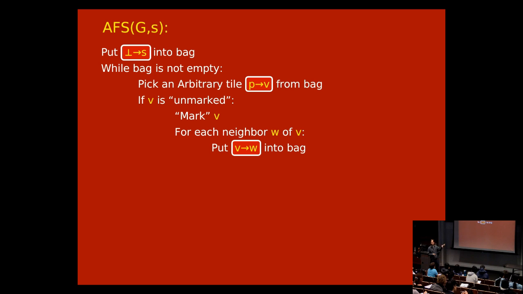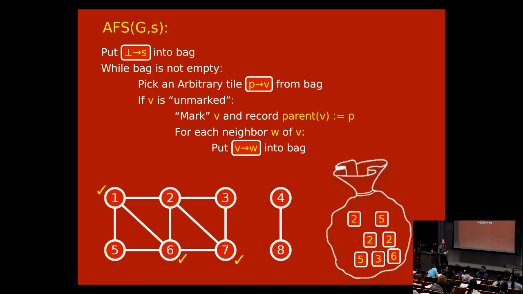And actually, while we're updating the algorithm to maintain a little bit more information, let's insert one more thing on this line. When we mark V, because we just took out this tile that said explore from V and you got there from P, let's write down separately on a piece of paper that the parent of V is P. You can think of that as having an array called parents and you fill in the Vth entry to be P. So just like you're keeping track of the marks, you'll also keep track of this parent information.